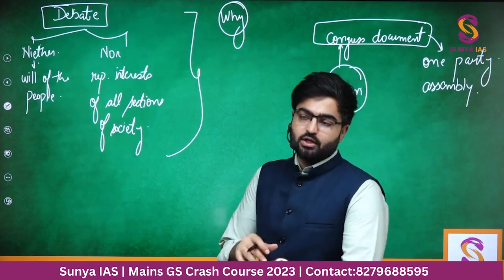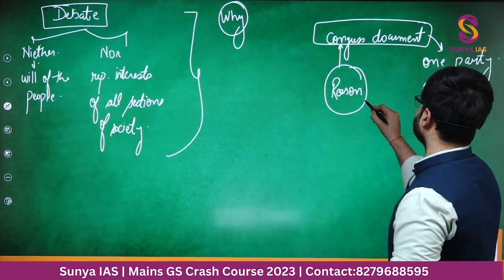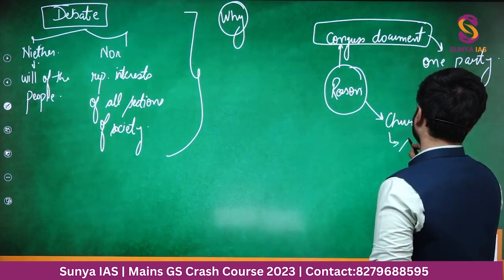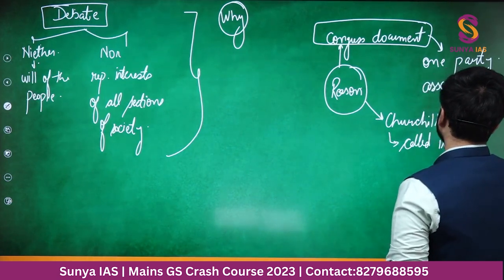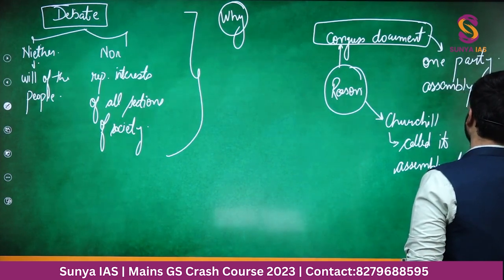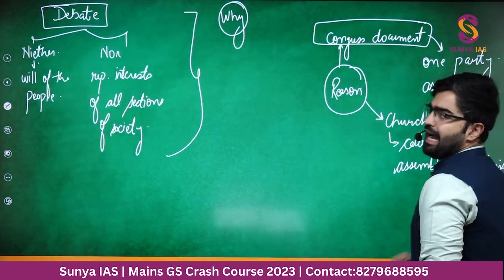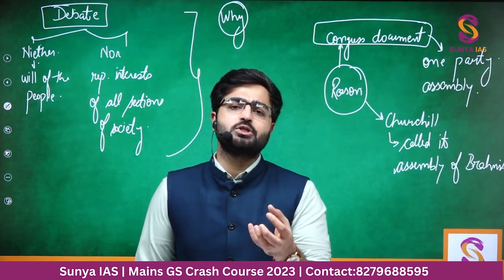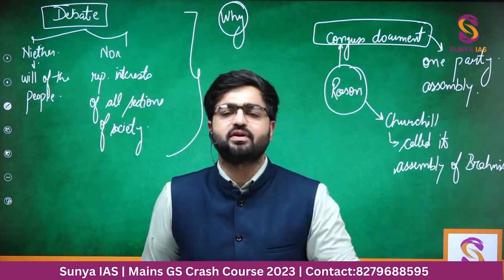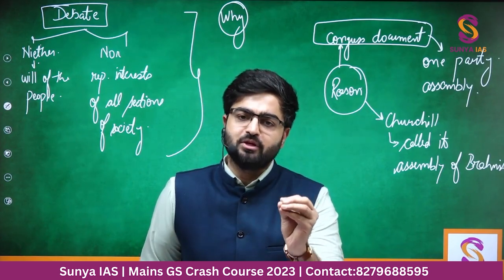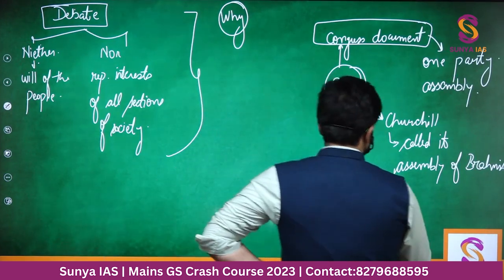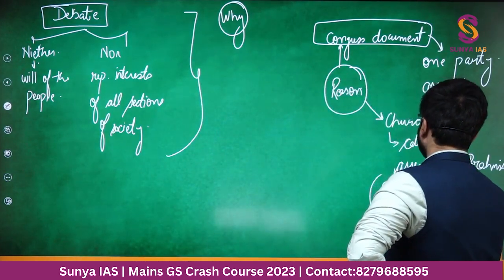Third argument is that you can quote here Churchill, who called it an Assembly of Brahmins. And the reason behind this is that if we look at the composition of the Constituent Assembly on the basis of religion or caste, or let's specifically say caste, then to be very precise, 80% of the people in the Constituent Assembly belonged to the upper caste.